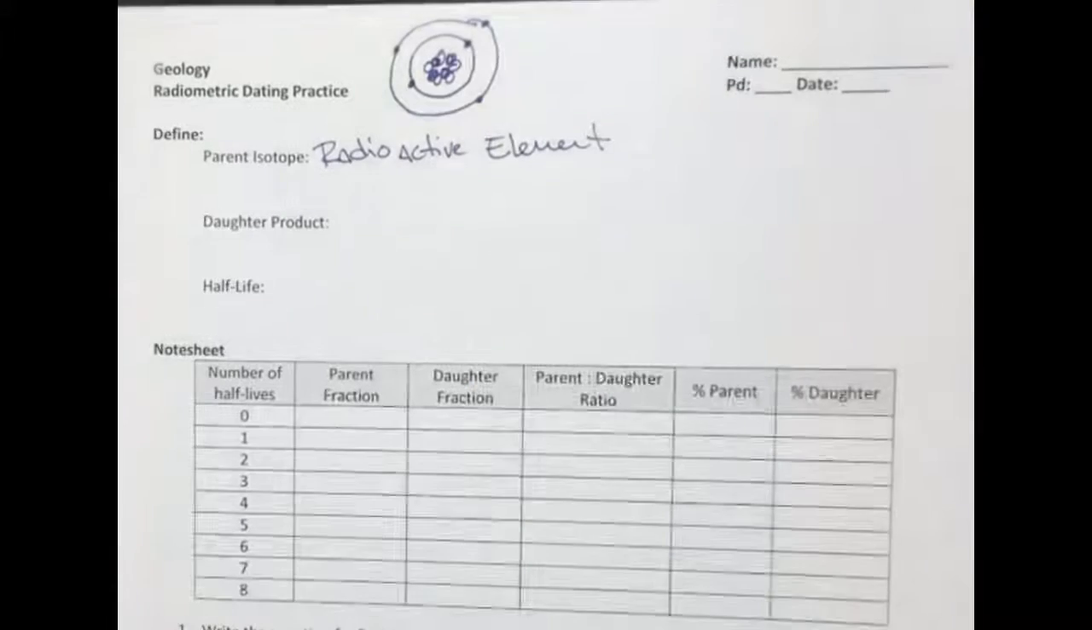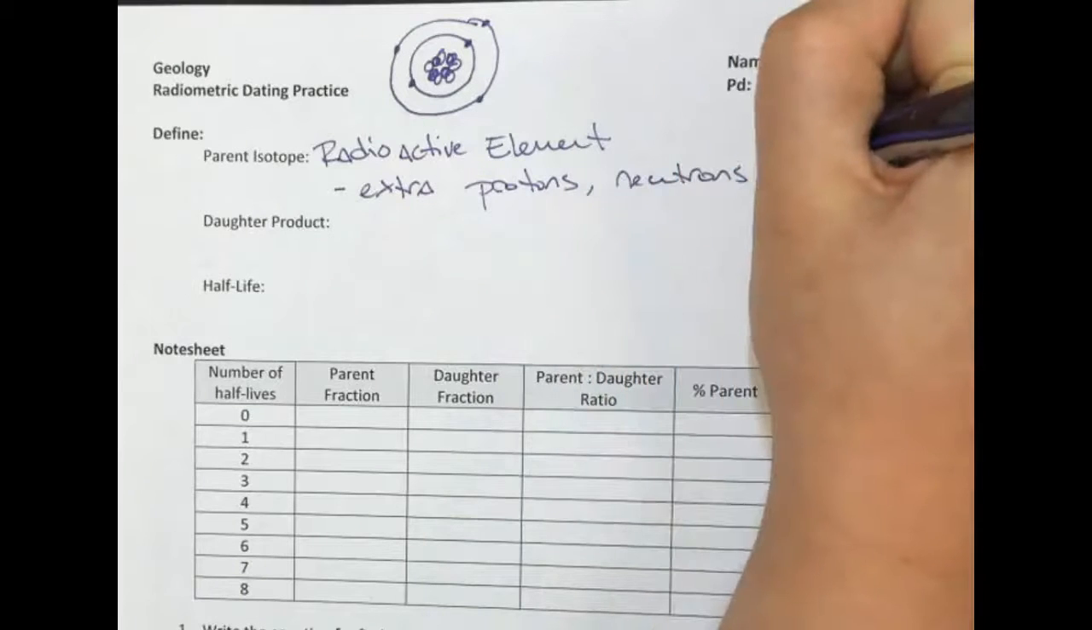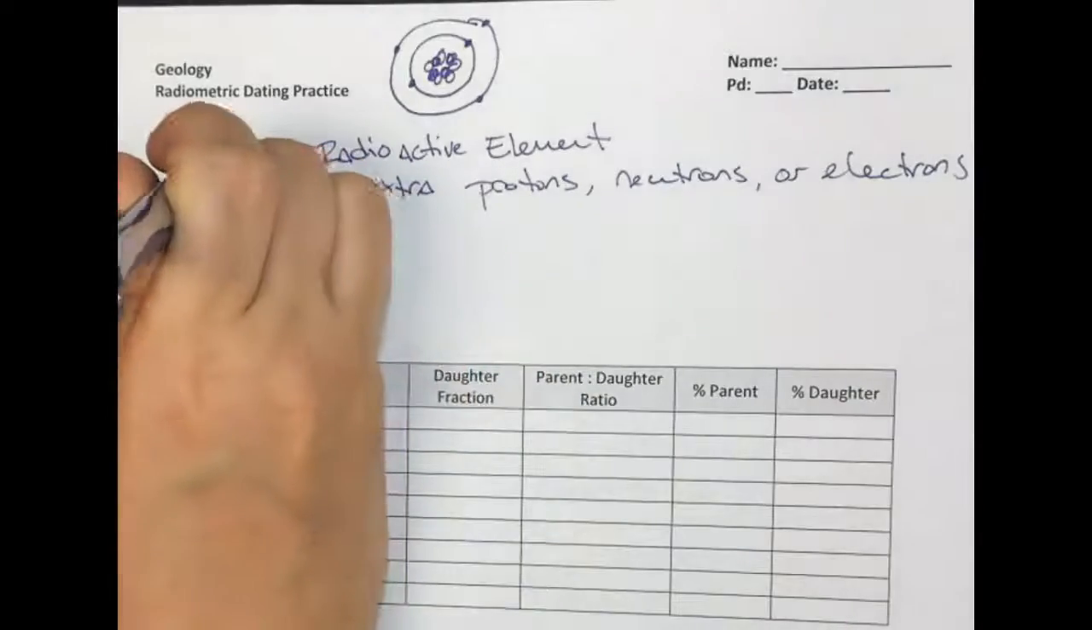What this means is that we're dealing with an element that is not stable. It's an element that may need to shoot off some of its extra protons or neutrons in order to reach its ideal atomic mass, or may need to capture or give off some electrons in order to become a stable element. The radioactive element may have some extra protons, neutrons, or electrons.